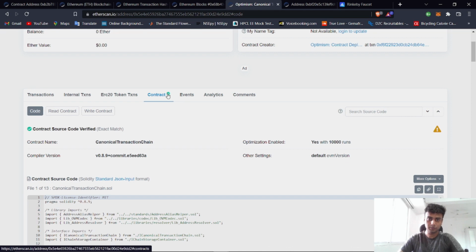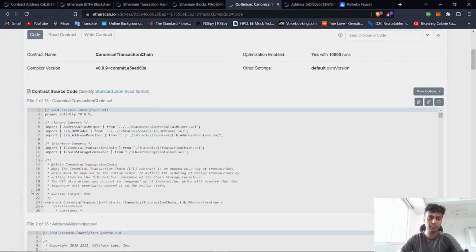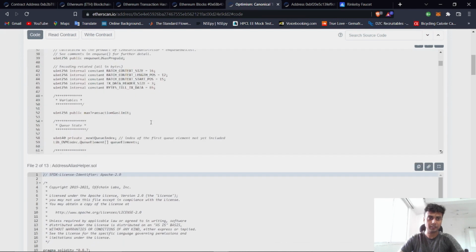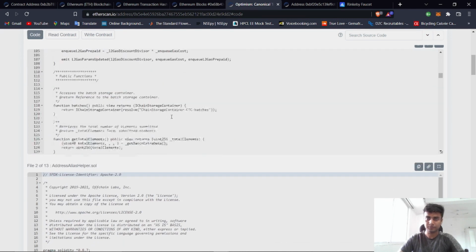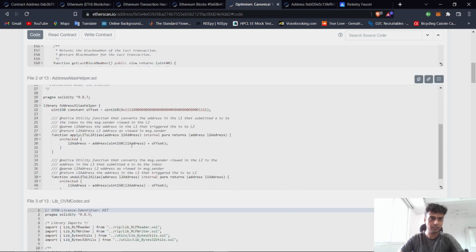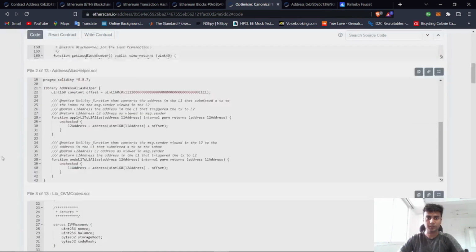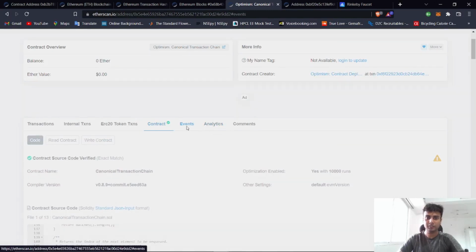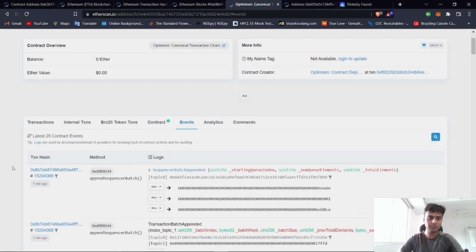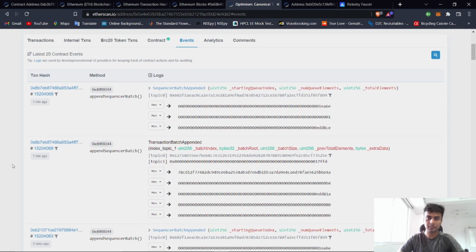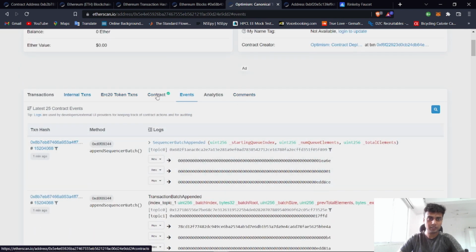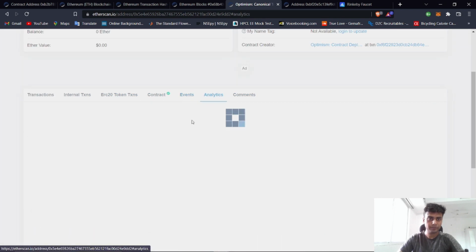The green tick actually means they have verified and published the contract. We can look at the contract here. This is Solidity, the contract is coded in Solidity. We have a lot of files here, but we're not going to look at everything. We can see the events. Events basically mean what kind of events are happening here. Okay, comments, and actually the analytics, there should be a function call thing also.